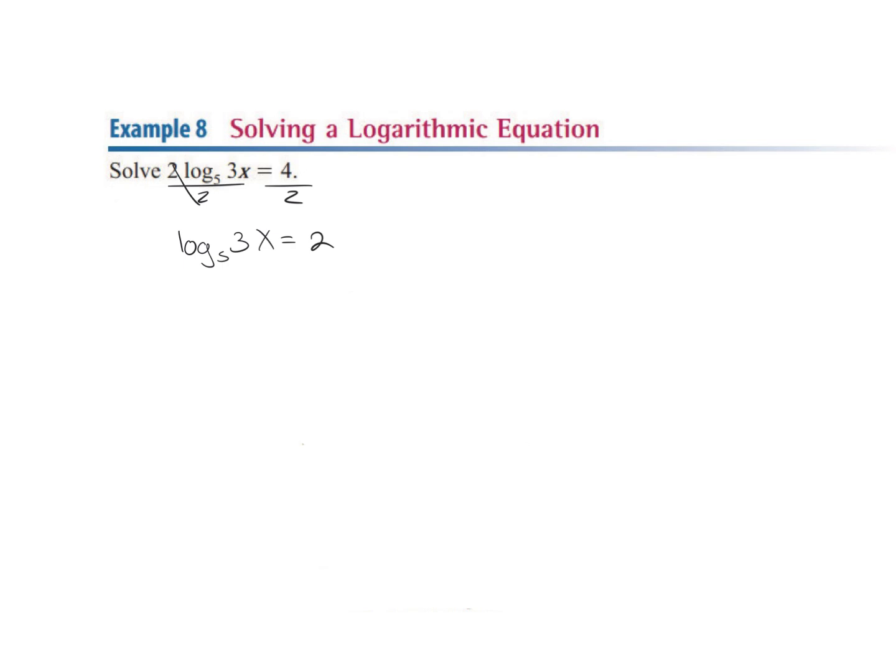So I'm going to make a base of 5 for everything, so that way I can get rid of my log on the left side. So I'm left with 3x is equal to 5 squared. So it's going to be 3x is equal to 25. I'll divide by 3 on both sides, and we get x is equal to 25 over 3.